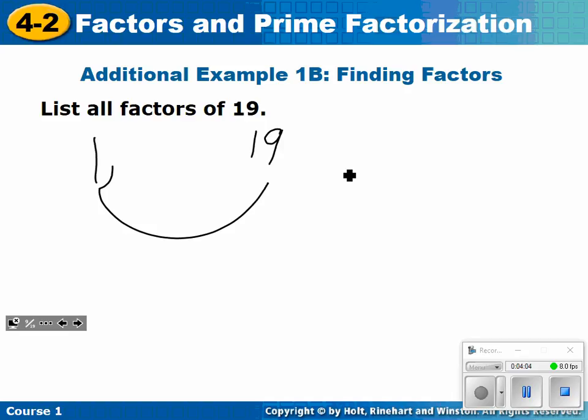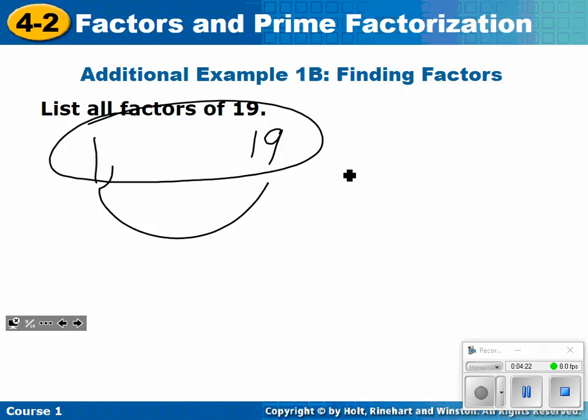Because 4 times 4 is 16. We're under 19, so we'll go to the next one. 5 times 5, I'm sorry, is 25. So there's only 2 factors of 19, 1 and 19.